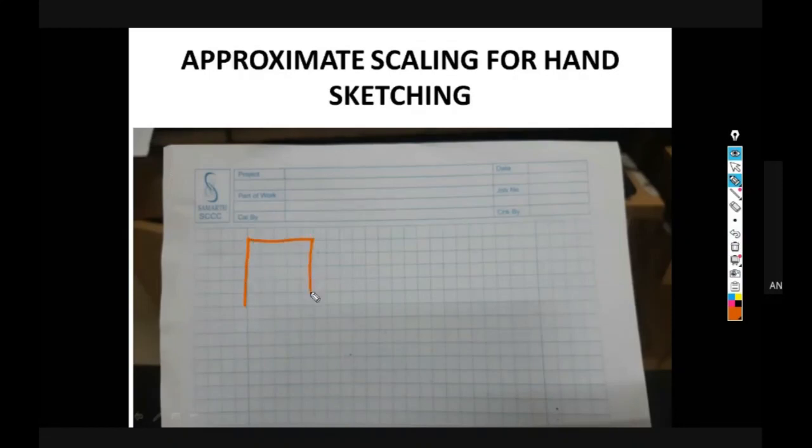Let's say this is a plan. This is my plan of one object, and I am having one front elevation of the same object. Same. This is my elevation. Can you draw a 3D view?